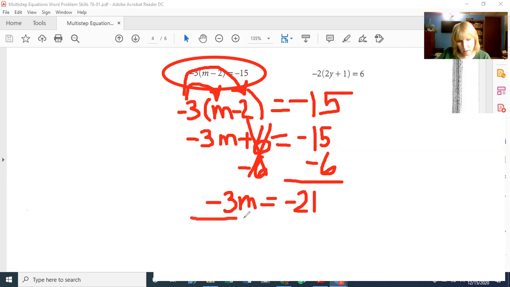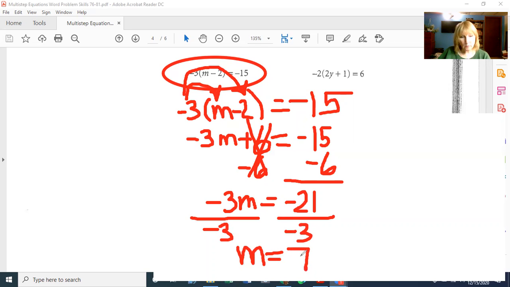Now I'm going to divide by -3 to both sides. And I'm left with m equals a negative divided by a negative will give me a positive. 21 divided by 3 then is going to give me a +7. So the answer to that one is +7.